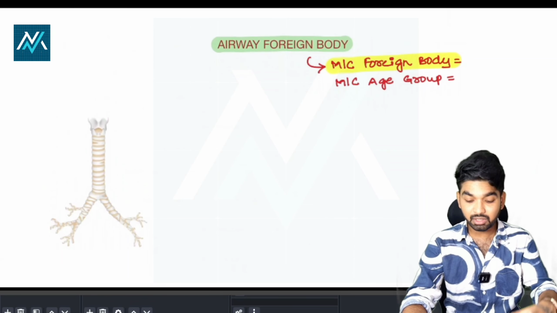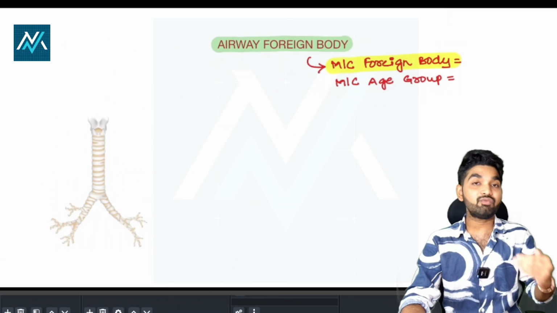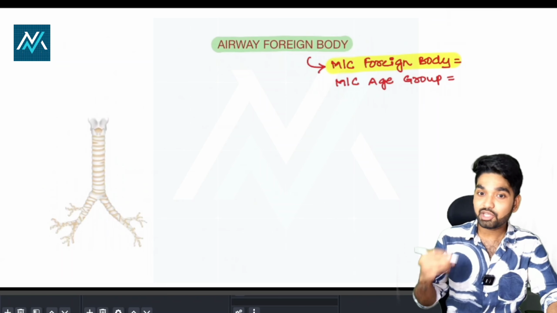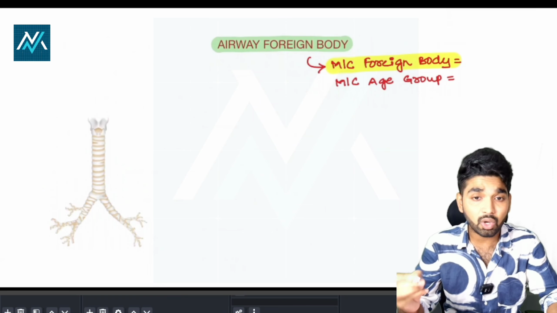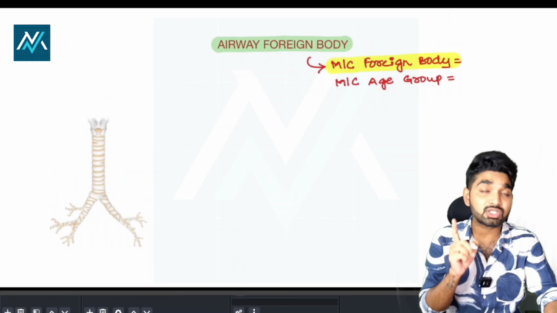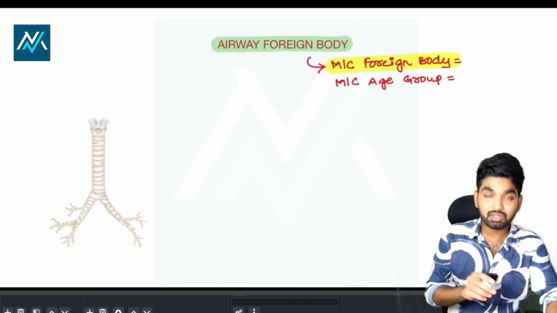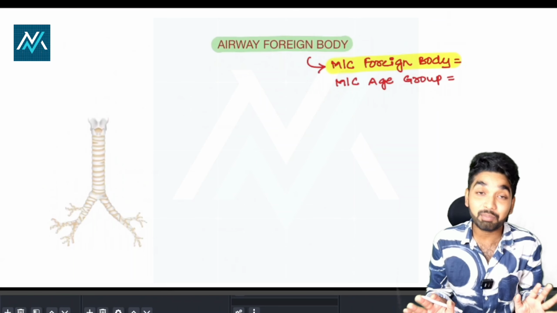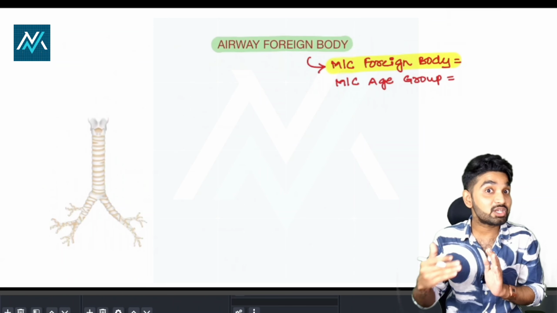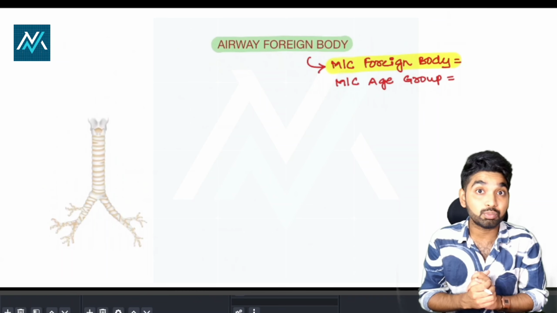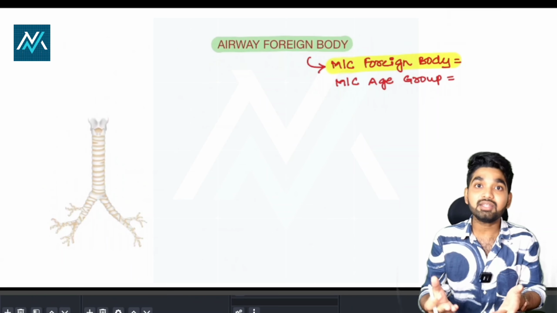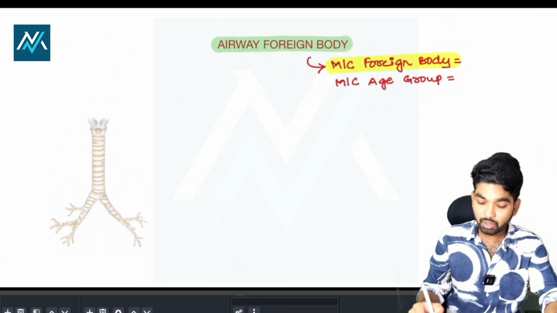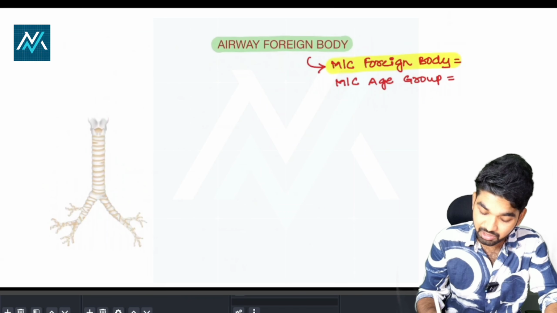Now quickly tell me, what is the most common foreign body in children? Why am I telling you about children? Because foreign body aspiration is very common, whether it is pediatrics or ENT. I'm not worried about the departments here, but foreign body aspiration is more common in what age group? Yes, you're right, it is children.